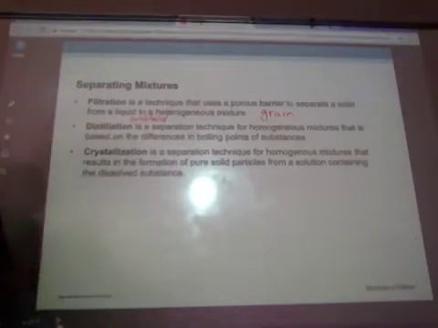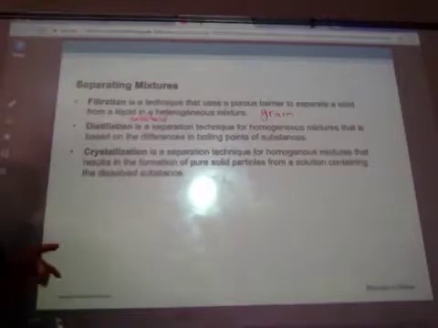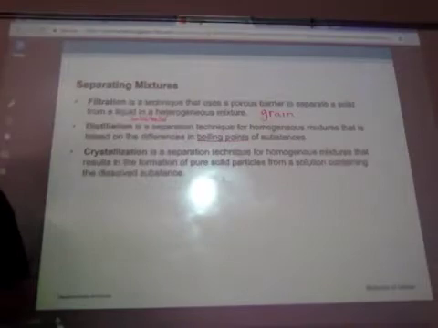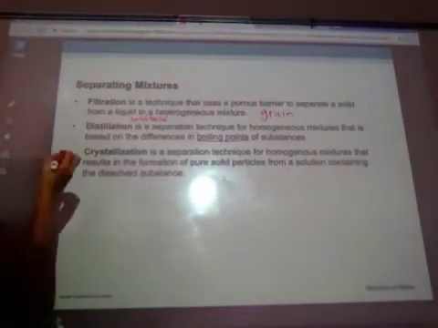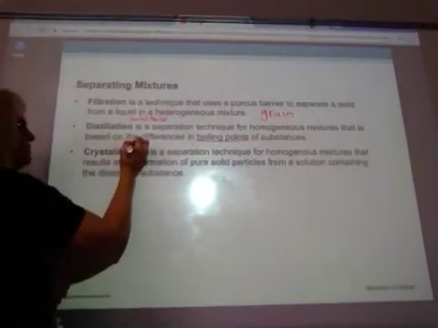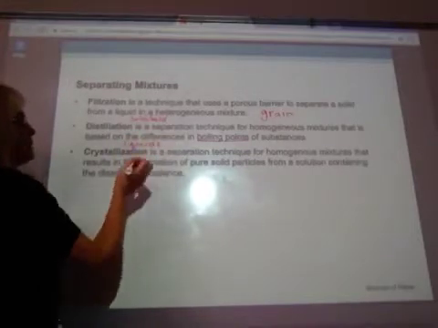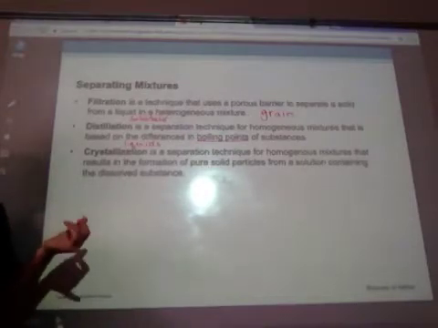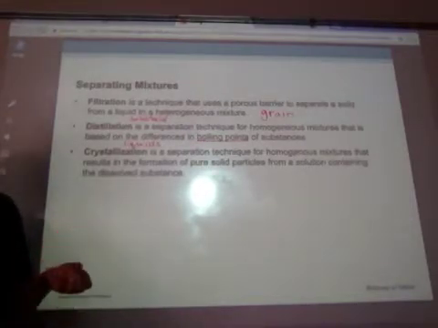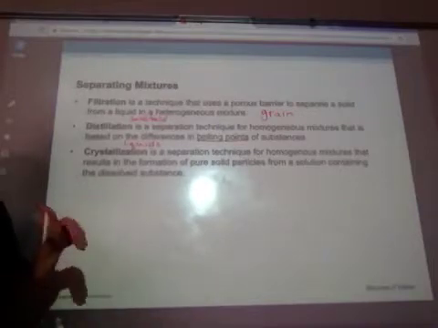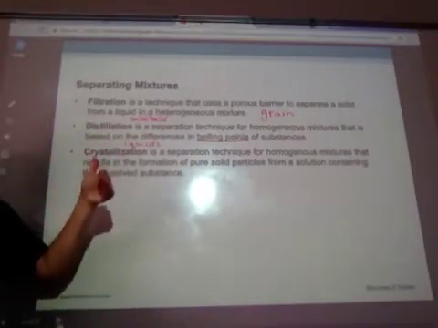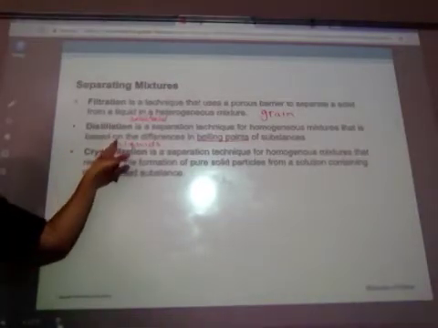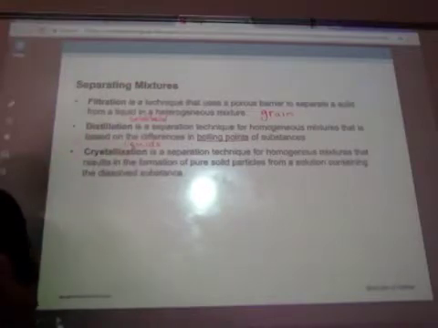Distillation is used specifically for homogeneous mixtures, and it's based on boiling points. So if it's based on boiling points, it's going to be used for liquids. Moonshine, distilling. Alcohol boils at a very low temperature, so the alcohol is going to boil off before other substances do. So distillation is typically used for liquids using different boiling points.